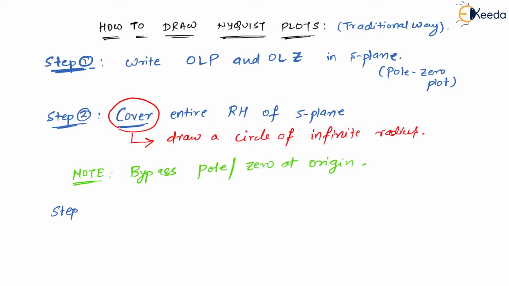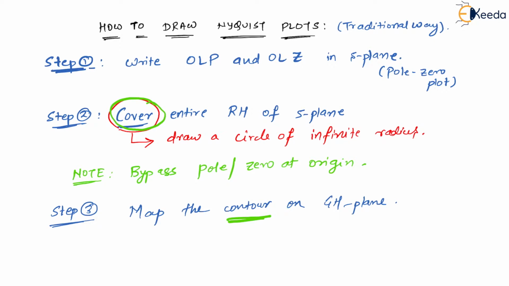Step 3. It is map the contour on GH plane. First of all, student asked me, sir, what is the meaning of contour? Contour is what? Array, what you did just now. What did you do? You covered the entire right hand side of the S plane, right? That is nothing but contour.